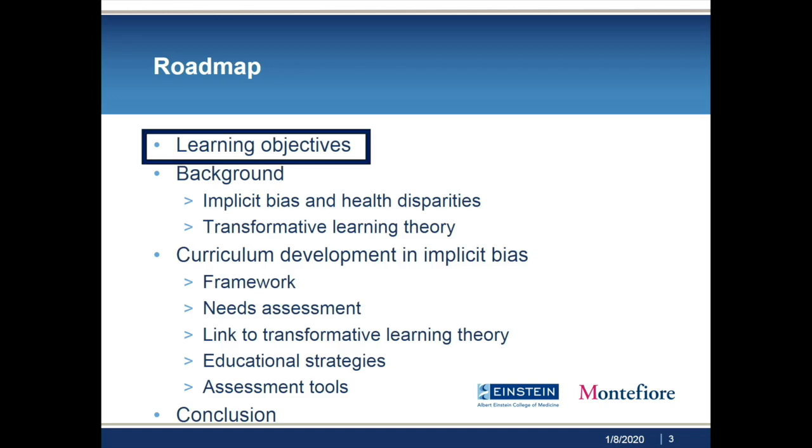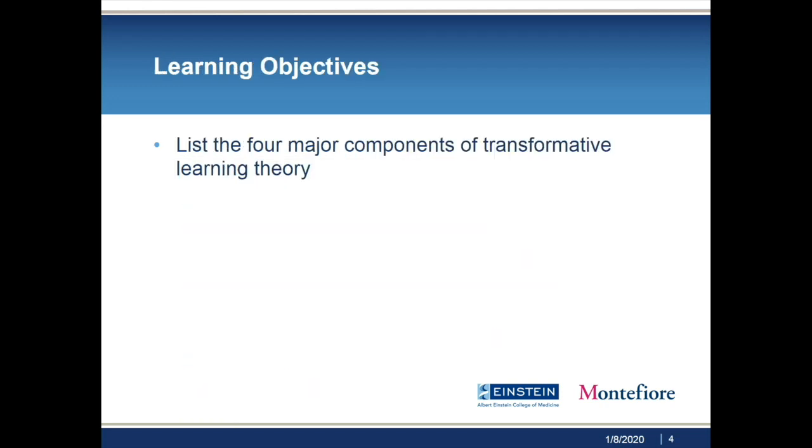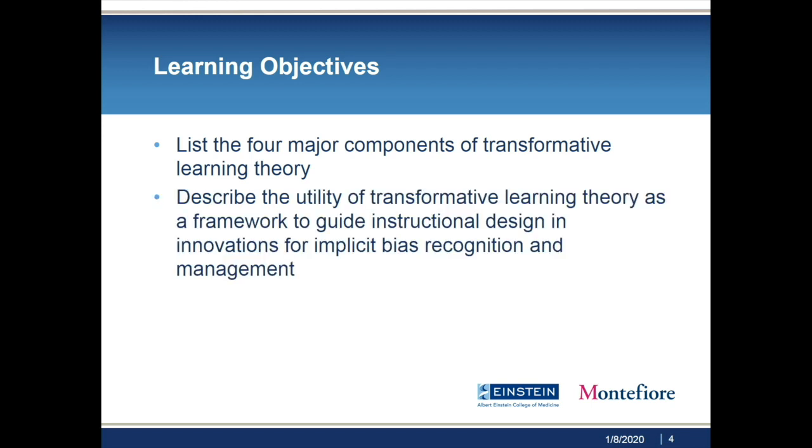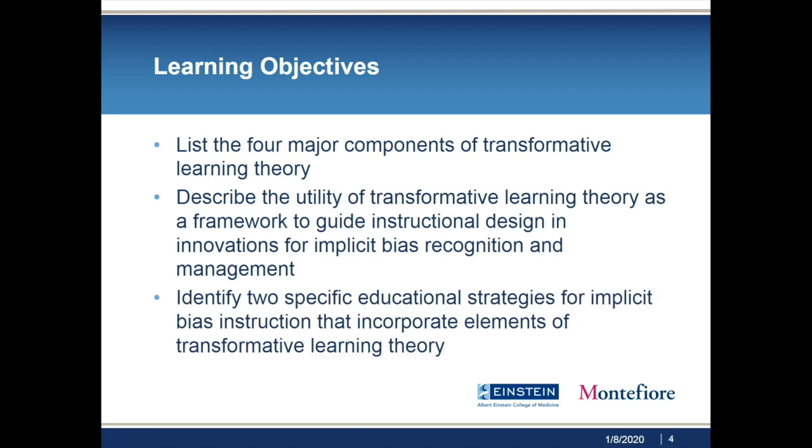We're going to talk about a bunch of stuff. The learning objectives: we're going to list 4 major components of transformative learning theory, describe the utility of transformative learning theory as a framework to guide instructional design and innovations for implicit bias recognition and management, and identify 2 specific educational strategies for implicit bias instruction that actually incorporate elements of transformative learning theory.